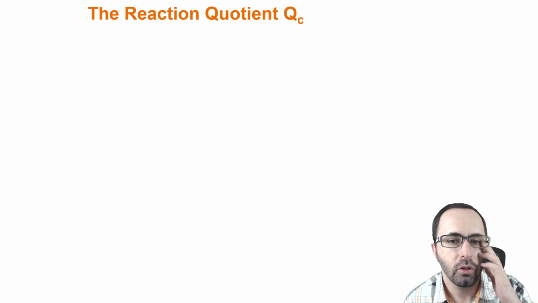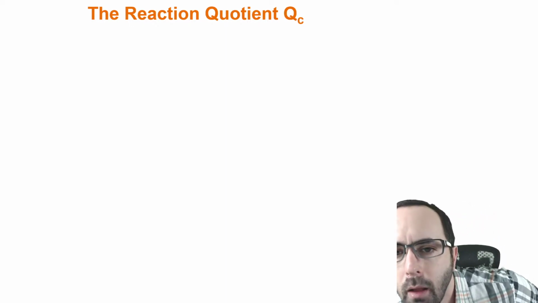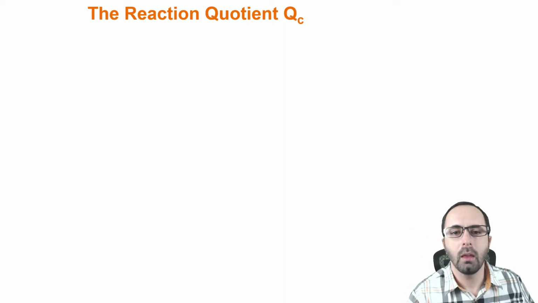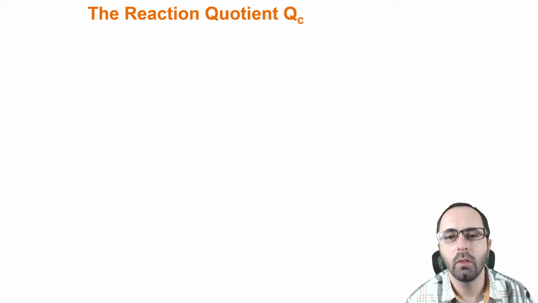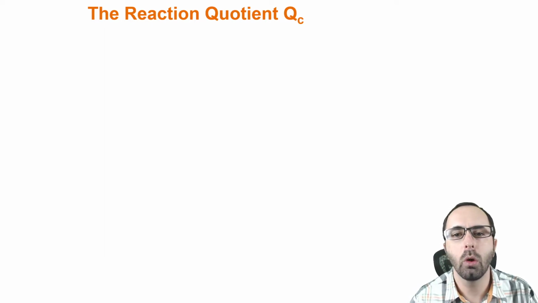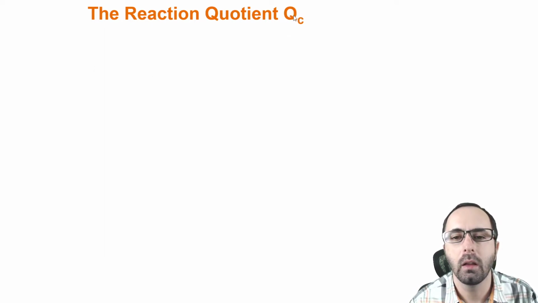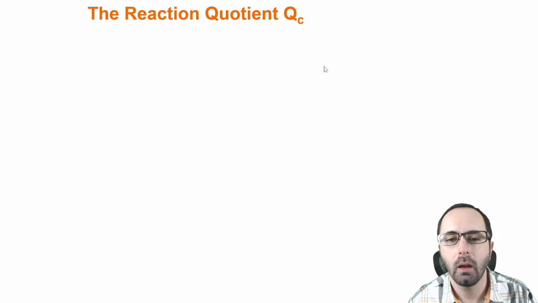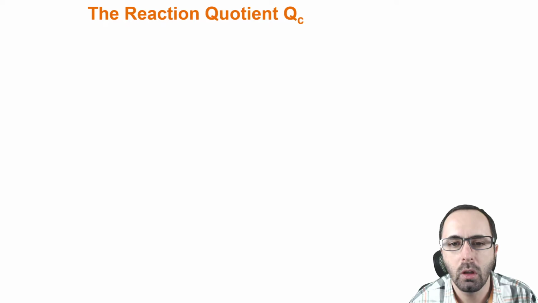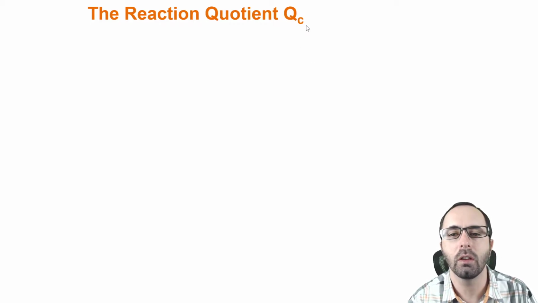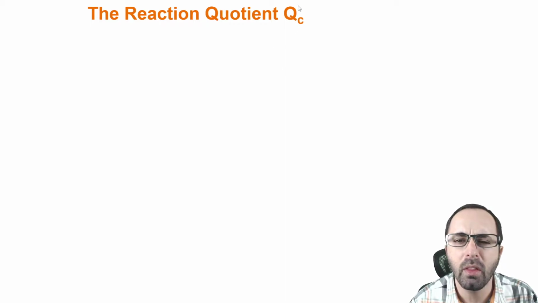So in the last lecture we introduced the equilibrium constant Kc. In this lecture we're going to introduce a related quantity called the reaction quotient, which has a variable here that is Q sub C to indicate the reaction quotient. We'll also later talk about another K called Kp, the equilibrium constant expressed in terms of pressures instead of concentrations. So let's start with the reaction quotient Q.